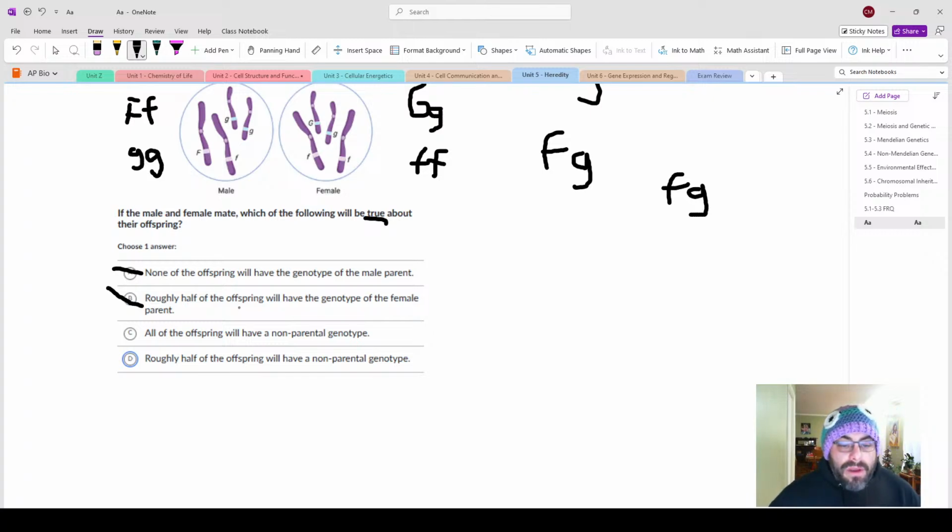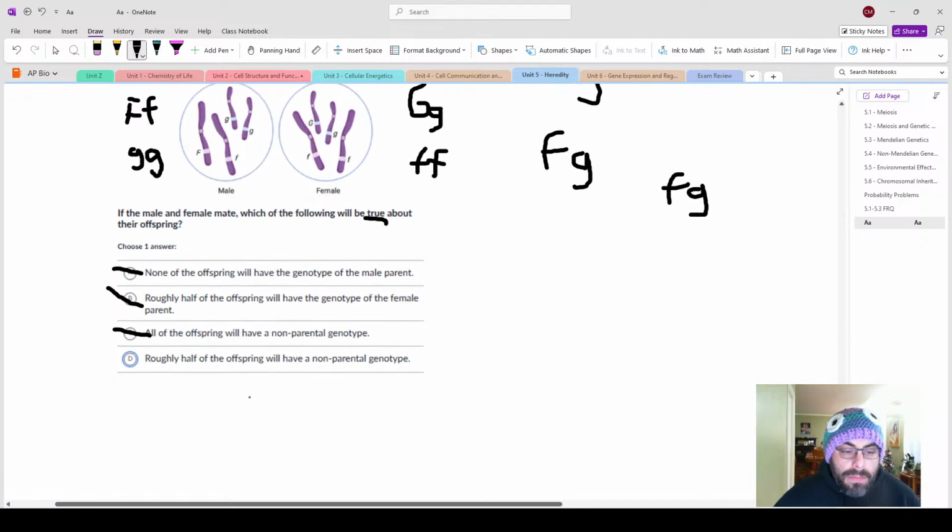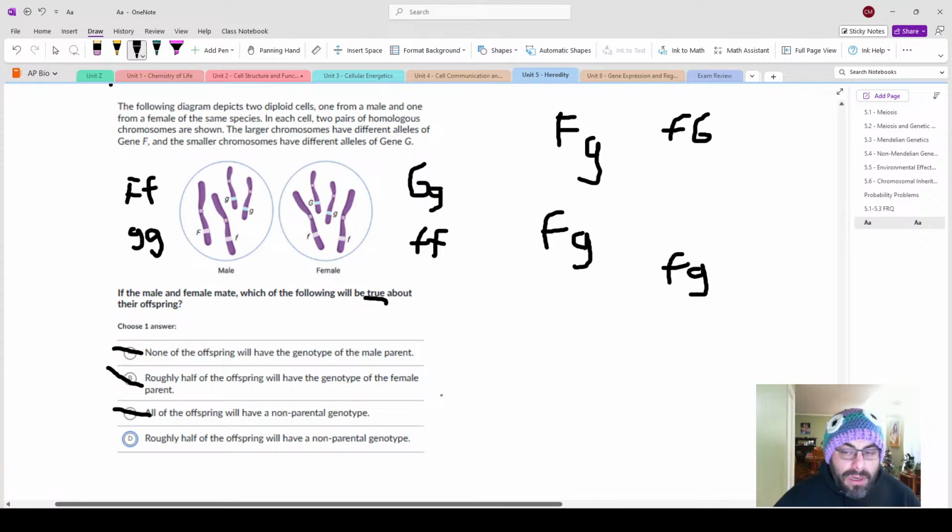All the offspring will have a non-parental genotype. We've already proved that one wrong. Nope. And then, so D has to be the correct answer, but let's look at it. Roughly half of the offspring will have a non-parental genotype.